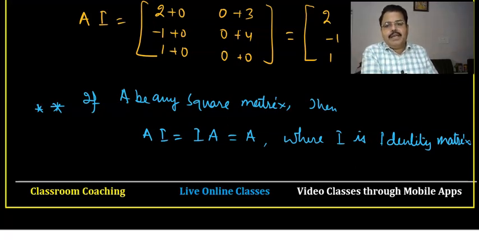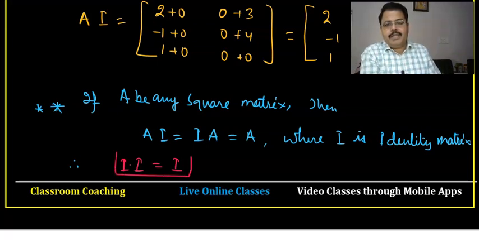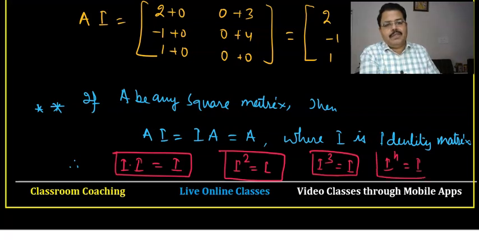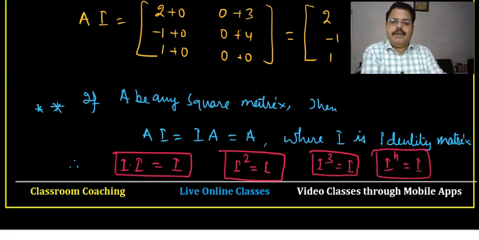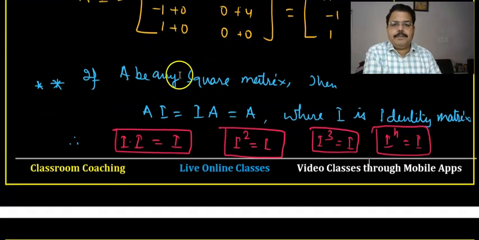And what about I into I? Since I multiplied by any matrix will remain the same, I into I is also I, there is no problem in it. Remember this. So we can say I square is I itself. I square is I. Similarly, I cube is also I. There is no problem. So whatever the power of I may be, I to the n is I, for n any integer. Got it? So similarly, we can solve some other questions as well.